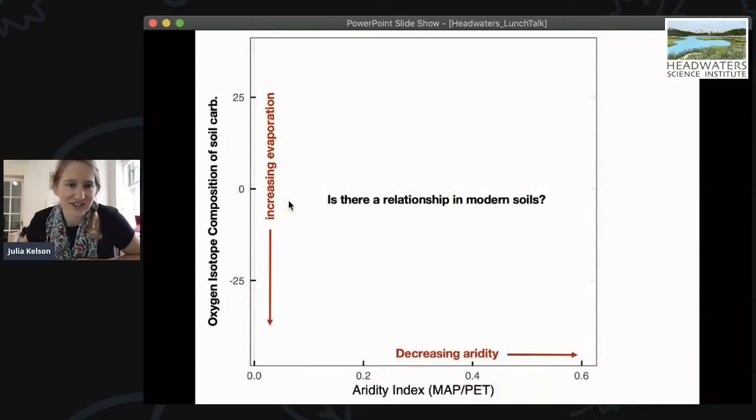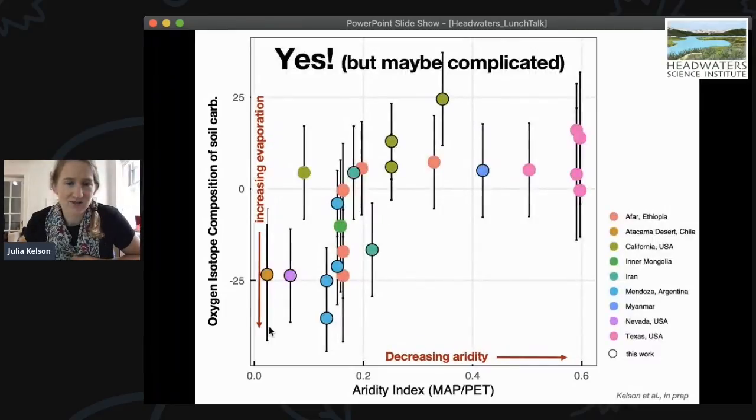As a reminder, here's the graph that I'm working on right now. I predicted that there would be a relationship in modern soils where I would see increasing evaporation in the oxygen isotopes of modern soil carbonates in more arid places. And this kind of looks like it's true. So yes, it's true, but this relationship is probably more complicated.